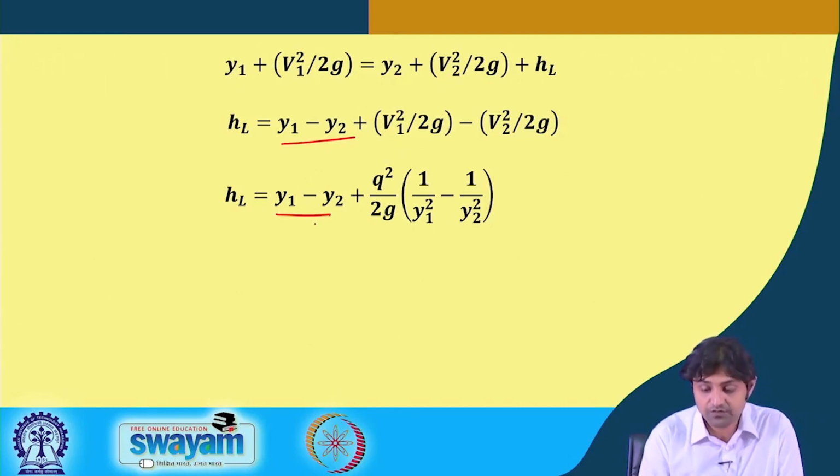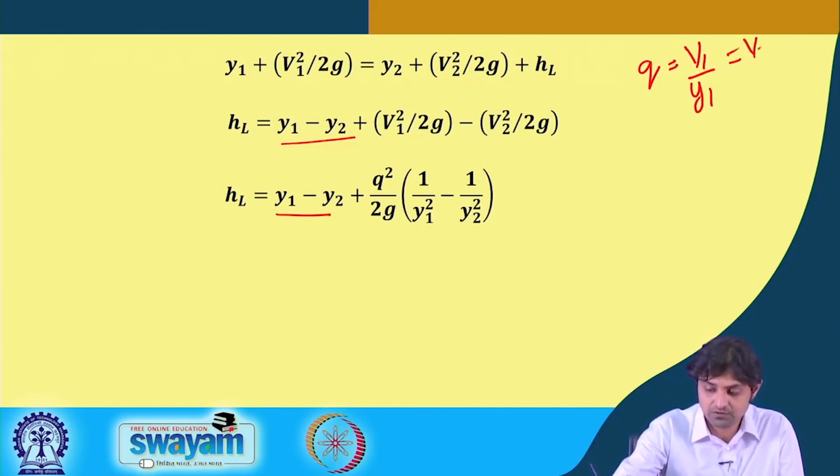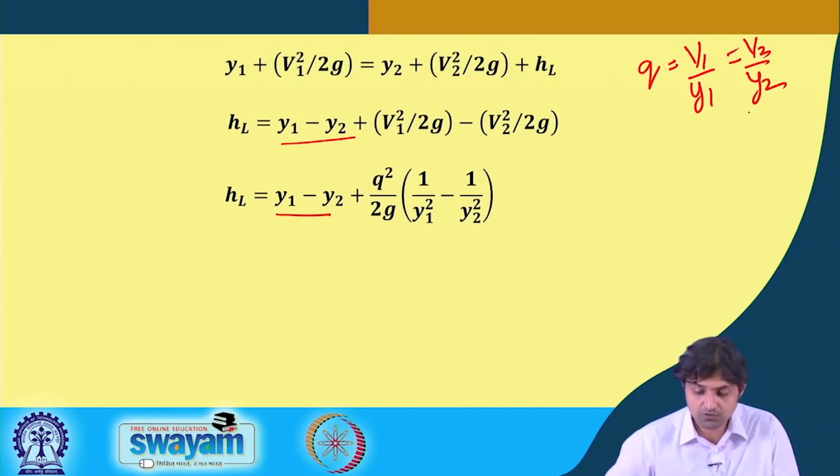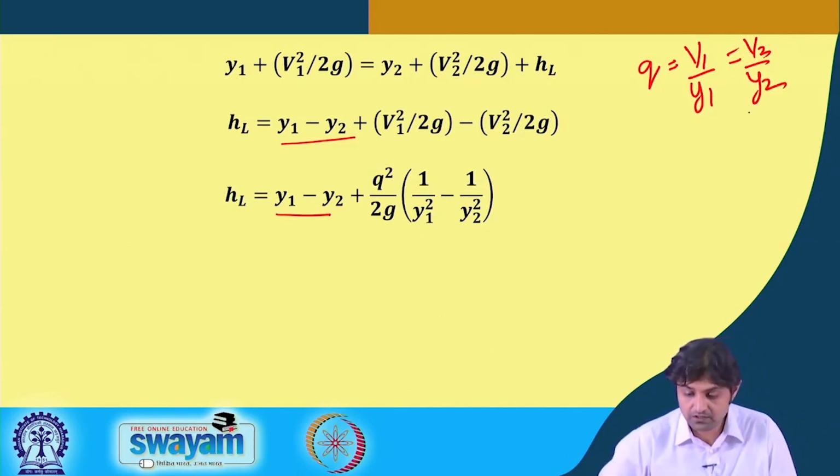So, this remains the same. Instead of v1 and v2, we write in terms of a common quantity. So, q can be written as v1 y1 is equal to v2 y2.